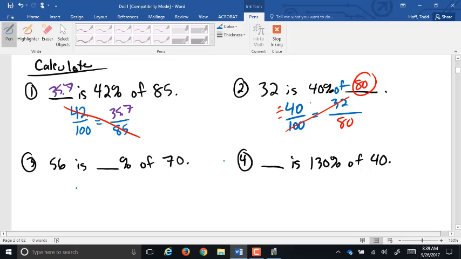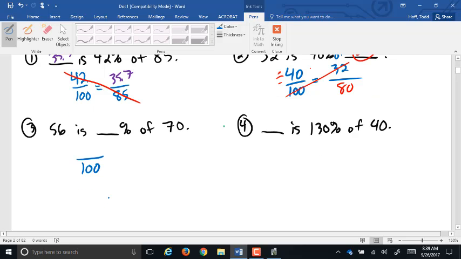56 is blank percent of 70. So it's blank over 100. Which one goes on top and which one goes on bottom on the other side? 56 over 70. Perfect. Cross multiply and divide. 100 times 56 divided by 70 is 80. So 56 is 80% of 70.